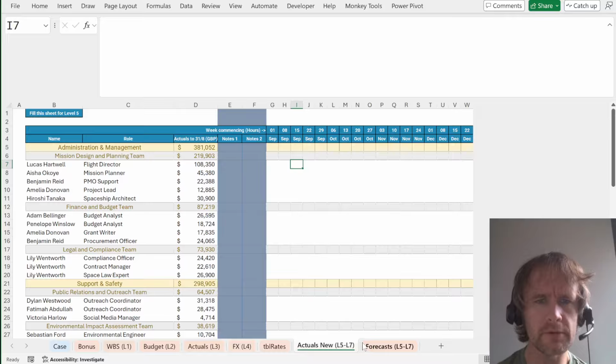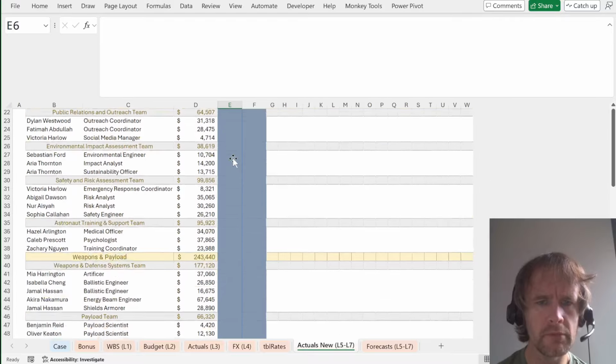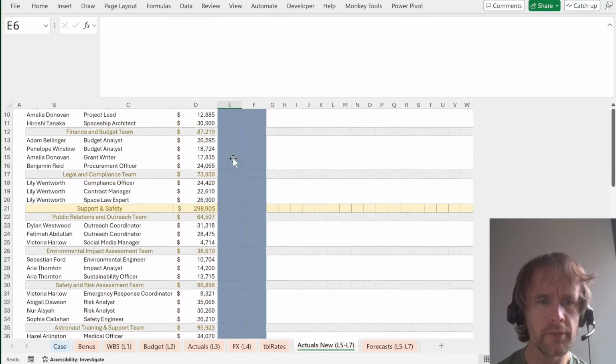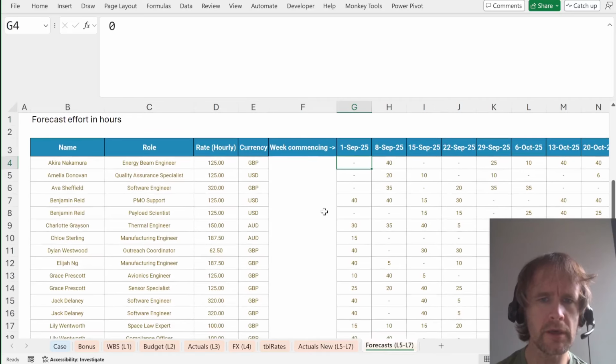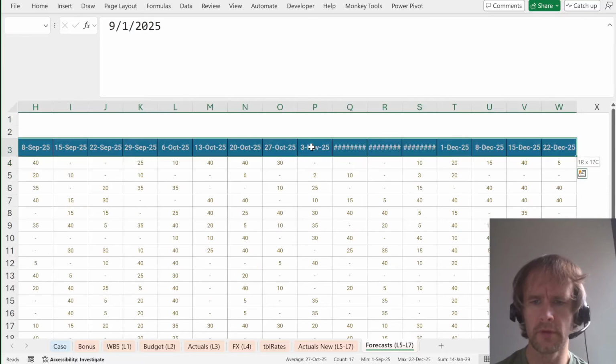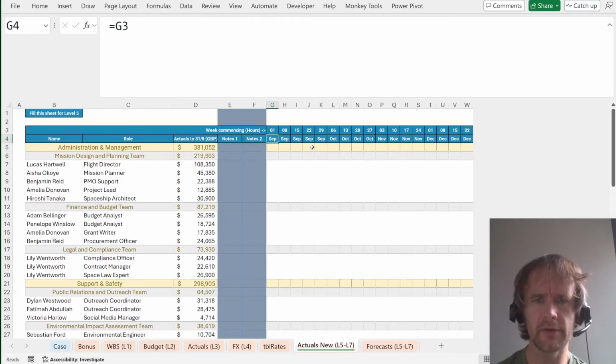Week commencing hours. Notes 1, notes 2. Are there any notes? No. Okay. Got it. So we got 17 weeks here and 17 weeks here as well. Yes, that's good at least. Fill this sheet in for level 5.